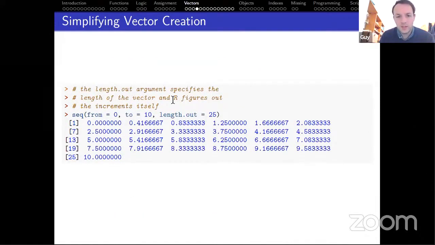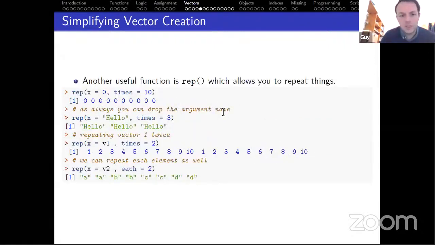It also has a length.out option, which allows you to specify the length of the vector. Here we're saying we want a set of 25 numbers to go between 0 and 10, and then it will work out that each step has to be 0.416. So every 0.416 it's creating a new element in the vector, and that has to be 25 by definition. Okay, so that was the sequence, seq, function.